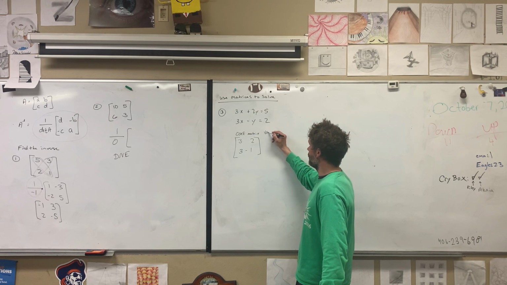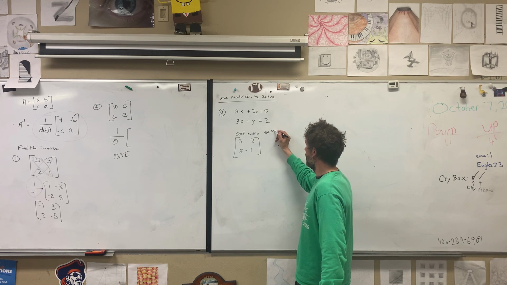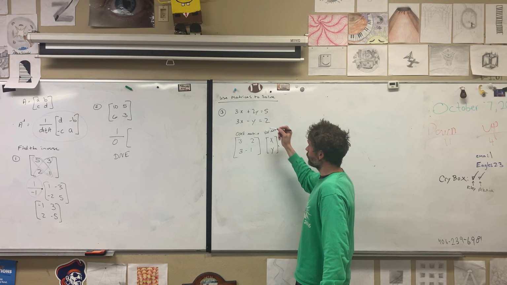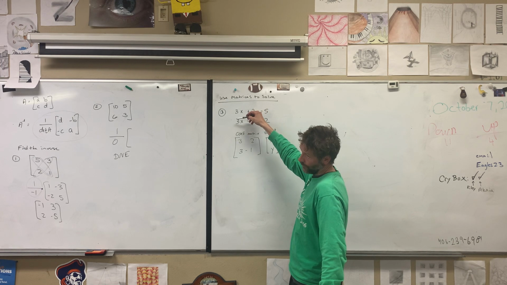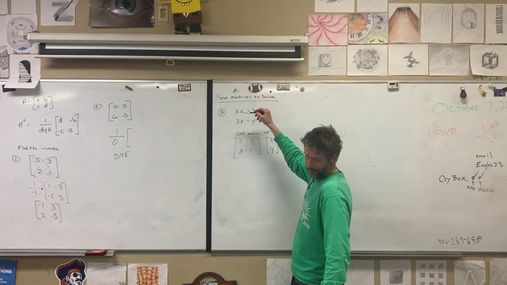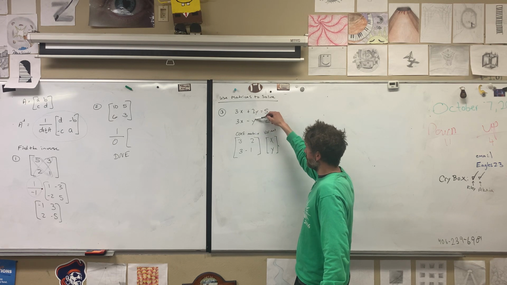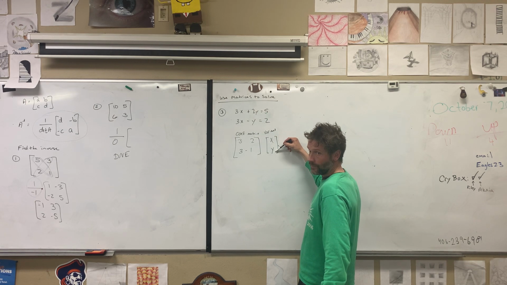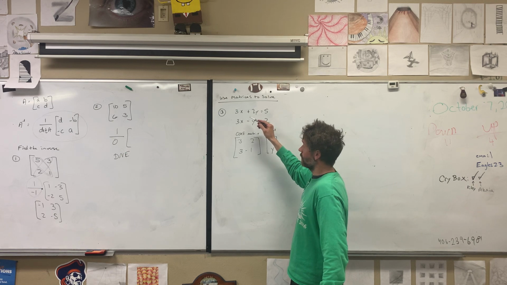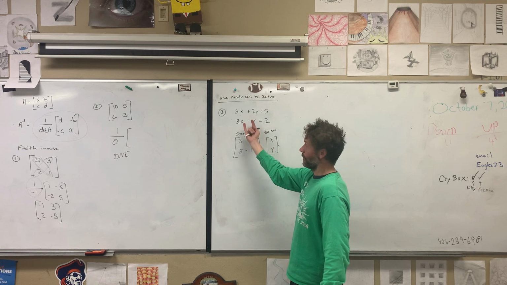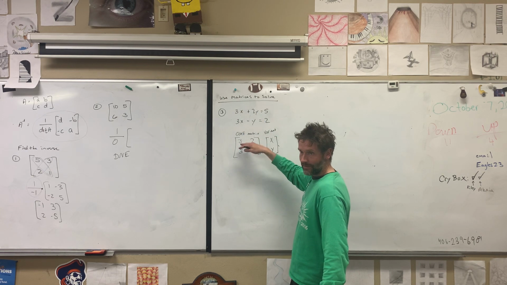And then you're going to have a variable matrix. That's just the two variables you're using, which are x and y. I think all of ours are going to be x and y. But if this was a and b, you would go a, b like that. If for some reason this was switched and it was y and then x, then you would go y and then x.